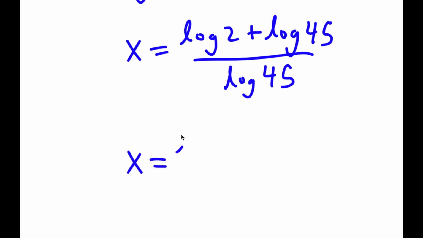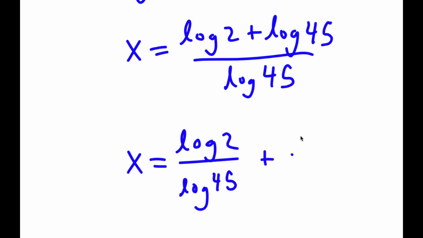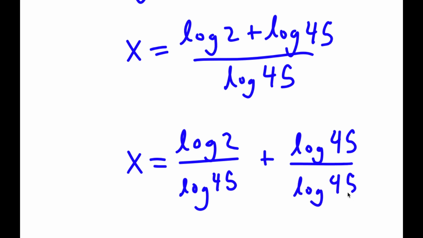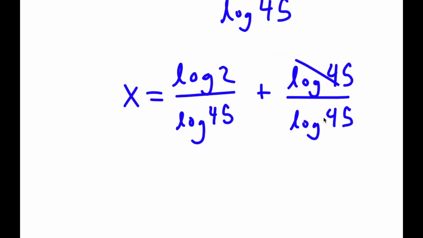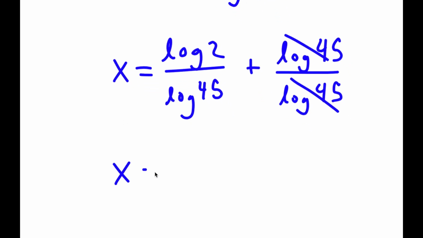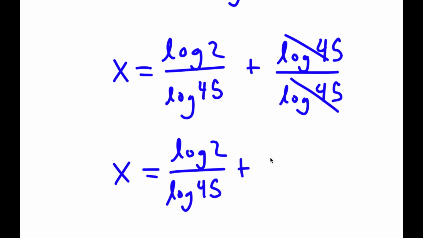So now this is equal to log 2 over log 45 plus log 45 over log 45. And now log 45 and log 45, these two cancel out. So now I have x is equal to log 2 over log 45 plus 1.